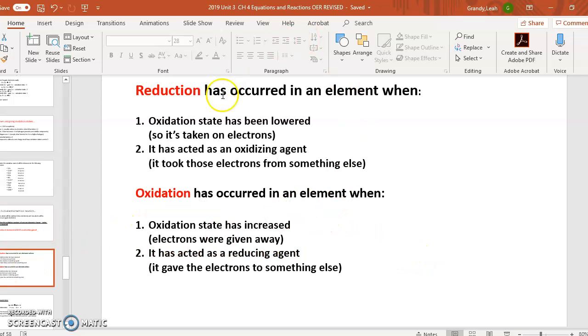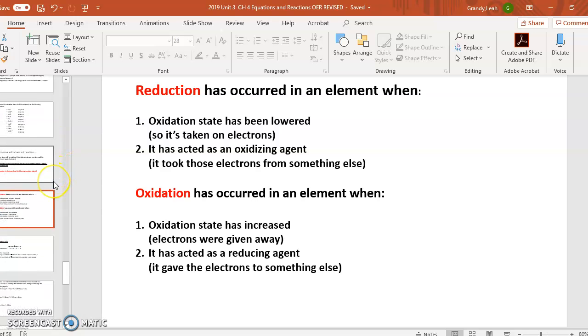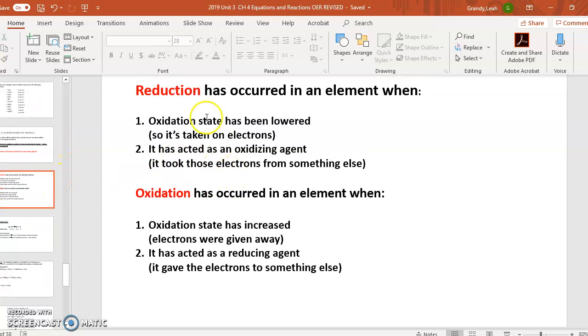So here's a little summary of what I've gone through here. We know that reduction happens if the oxidation state has been lowered because the negative electrons have been gained, and it's acted as an oxidizing agent. Exactly, it took electrons from something else, from a different element. In oxidation, the element has lost electrons, so its positive state has increased. So it's acted as a reducing agent.